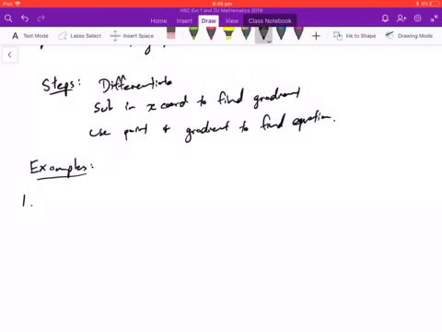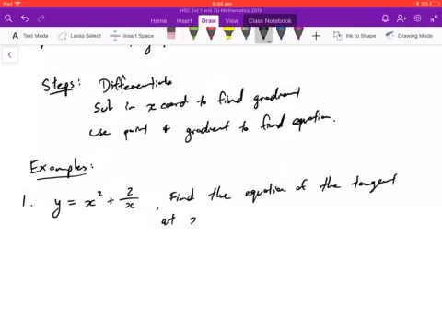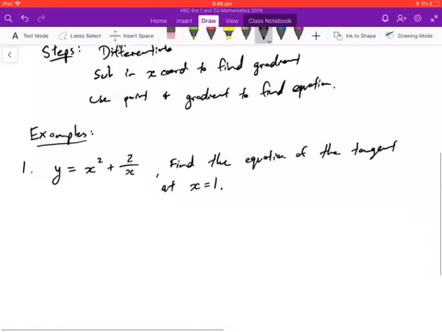Now, I'm not going to spend a lot of time on the differentiation, because you need to be clear from before. If you're not sure about steps in the differentiation, you need to go back to those sections and have a look, or ask me in class. So let's say we've got this function, y is equal to x squared plus 2 on x. We want to find the equation of the tangent at x equals 1. So for this curve, we want to find the equation of the tangent when x is equal to 1.